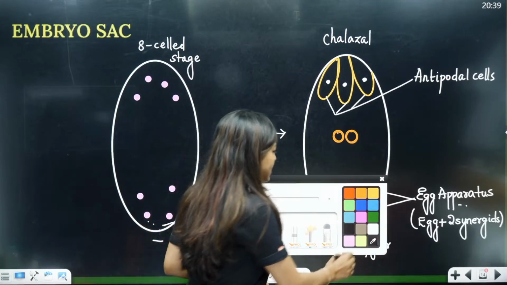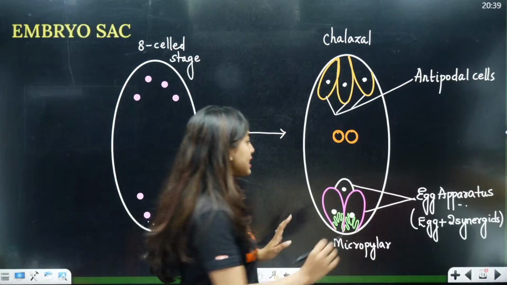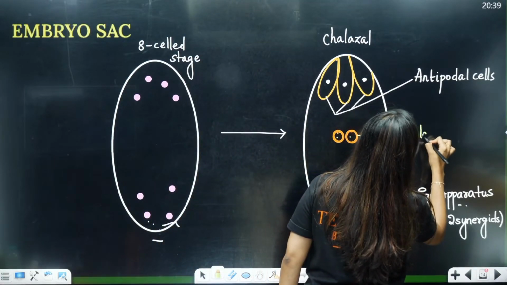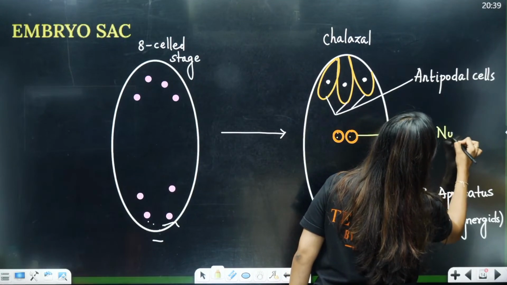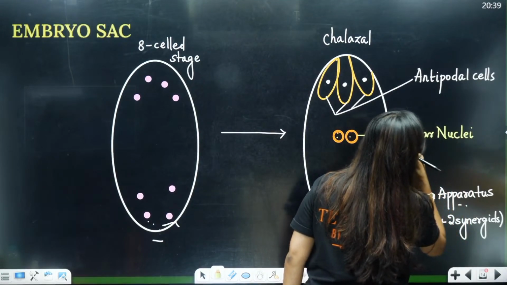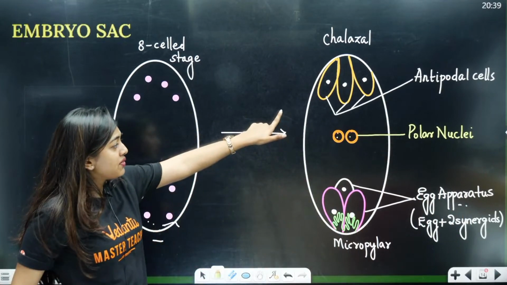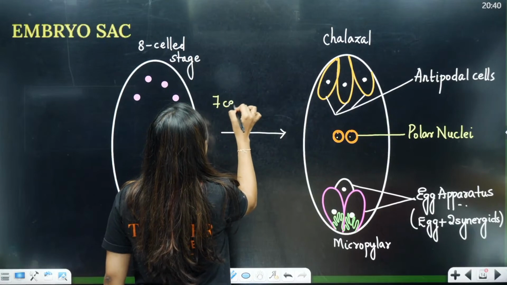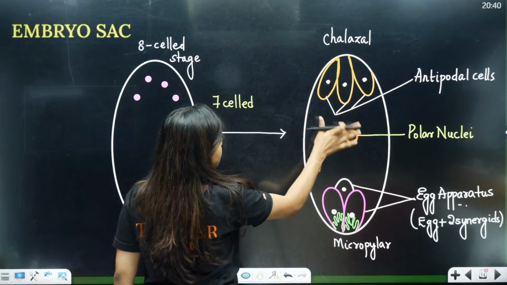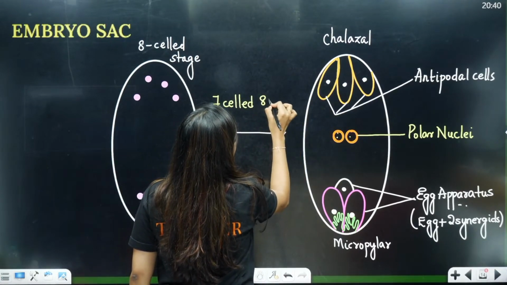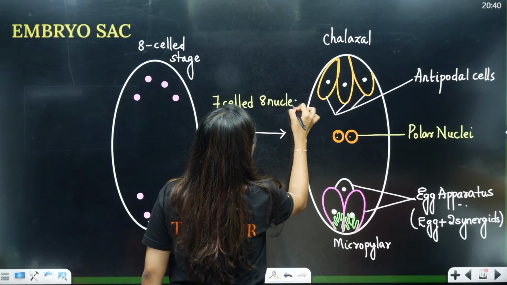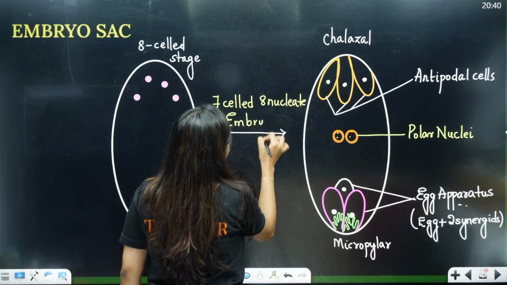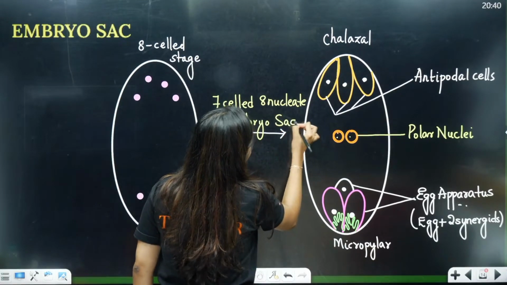Now 2 people, the center of attraction, went and sat in the center. They are together your polar nuclei. Clear? So students, we have an 8 nucleate but 7 cell stage, right? 7 cell because we are considering the polar nuclei as 1 cell. So we now have a 7 cell, 8 nucleate embryo sac. This is a mature embryo sac.